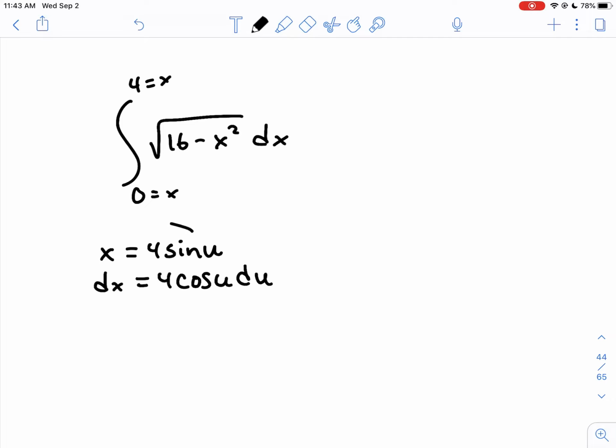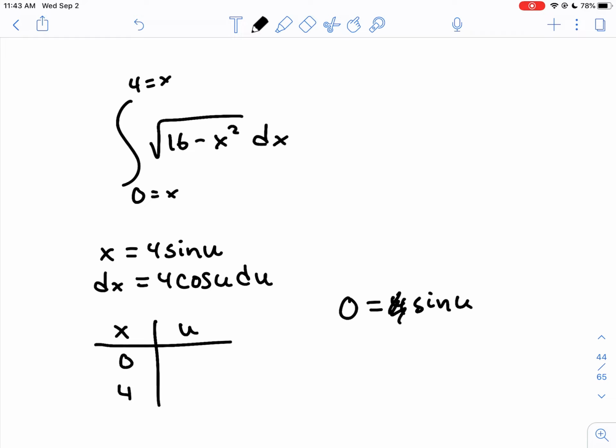Typically, when you do a change of variable on a definite integral, you want to also change the limits of integration. And the way we do that is, okay, well, make a table of points. If x is 0, then what's u? And if x is 4, then what's u? Plug 0 in for x and solve this for u. So divide by the 4. So 0 is equal to the sine of u. And we're trying to find an angle where the sine is 0, and that angle is also 0. Right? Sine of 0 is 0.